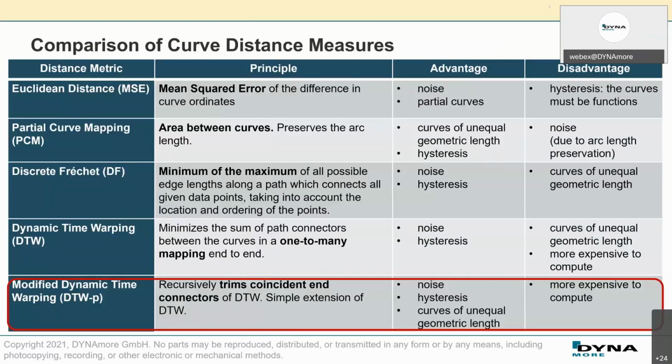And now the new feature, the modified dynamic time warping, which I explained on a slide before. This is suitable for noisy curves, for hysteretic curves, and also for curves of unequal geometric length. Of course, it's a little bit more computationally expensive than the other approaches.